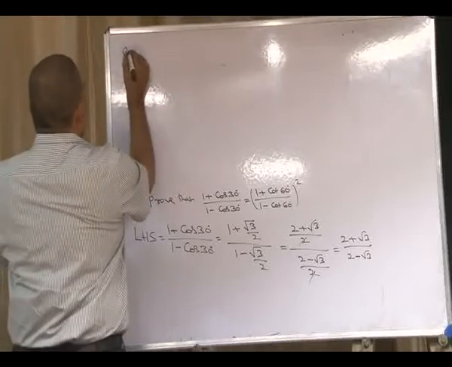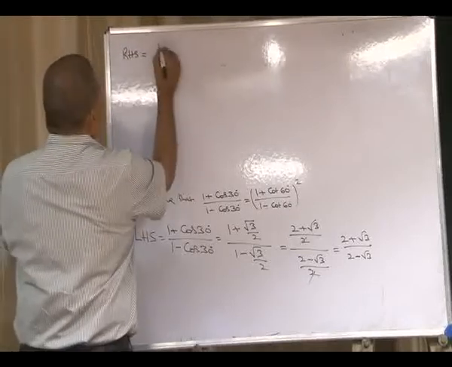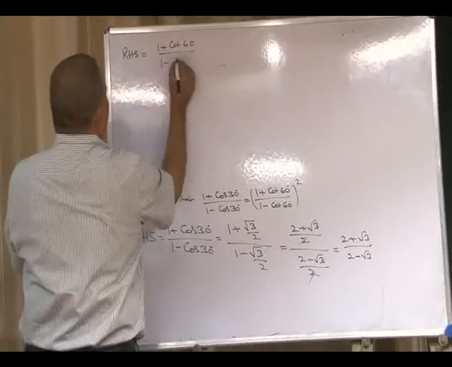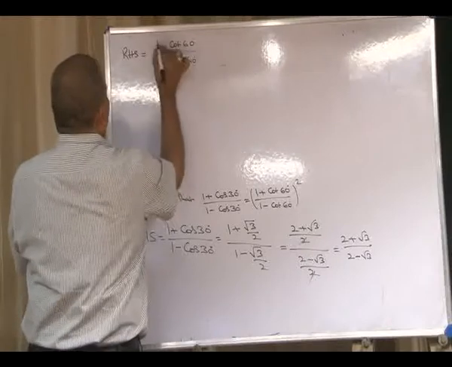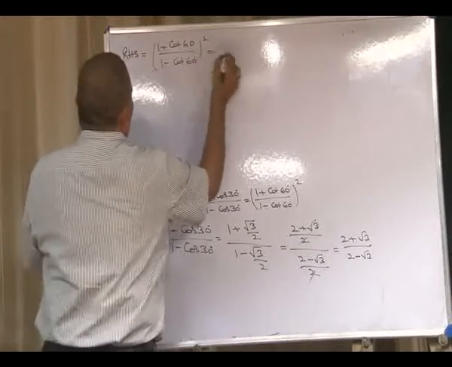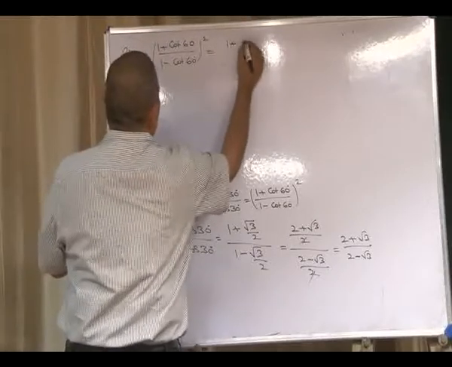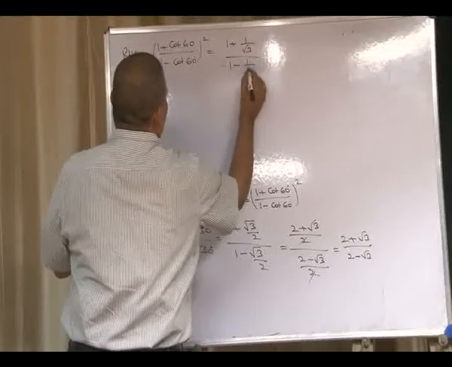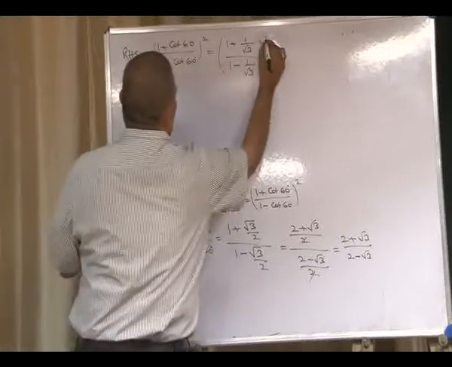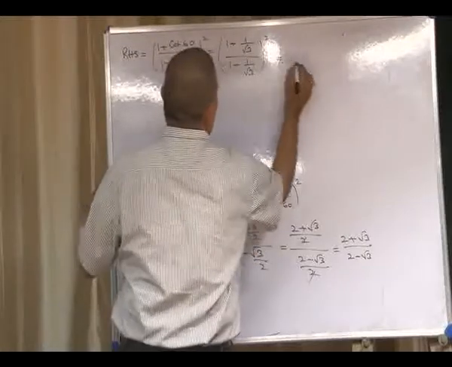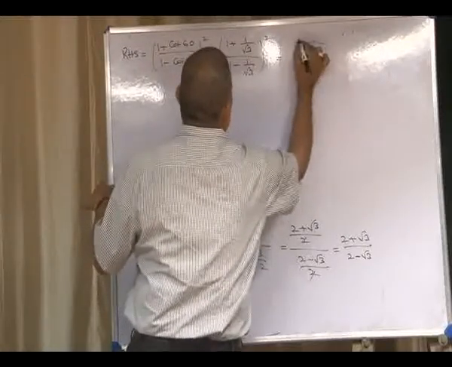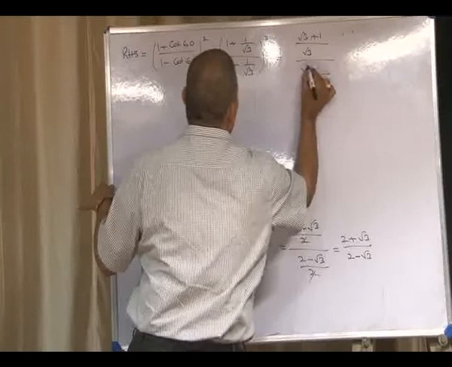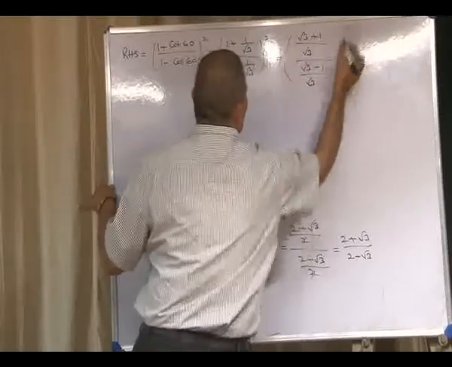RHS equal to 1 plus cot 60 by 1 minus cot 60 the whole square. That is 1 plus cot 60 is 1 over root 3 by 1 minus cot 60 1 over root 3 the whole square. That is equal to root 3 is LCM, that is root 3 plus 1 in the numerator. In the denominator also root 3 is LCM, root 3 minus 1 the whole square.